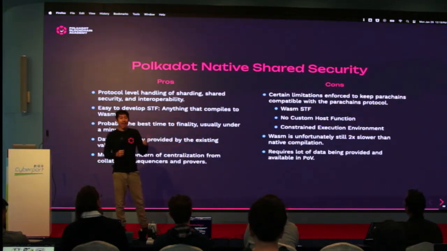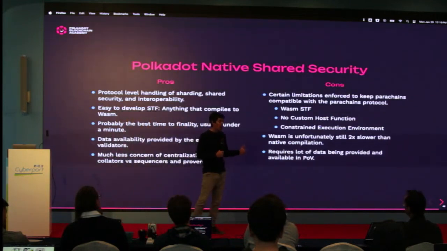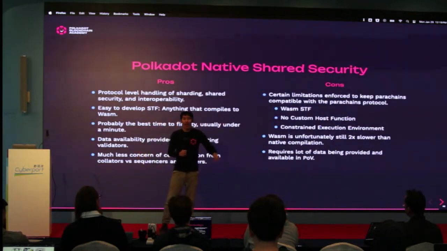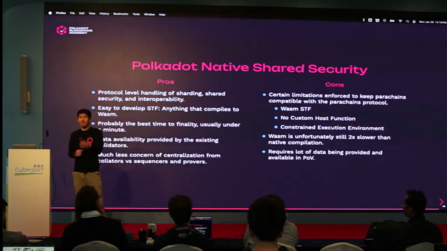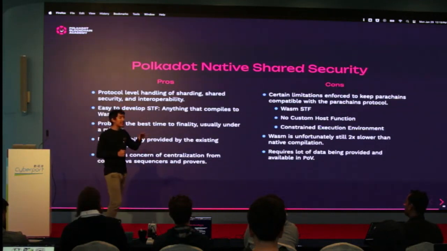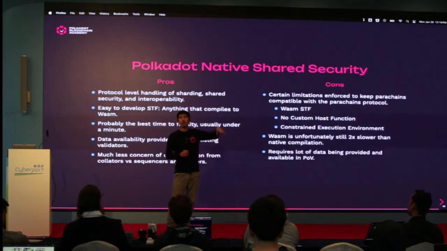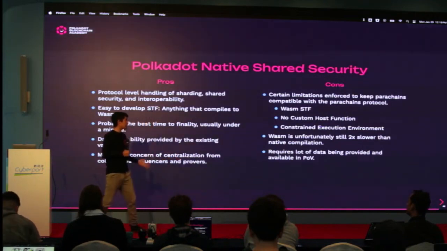There is no custom host function. Because every single parachain needs to execute on the relay chain, you can't add your own custom host function, because then Polkadot can't validate it. So for any kind of host function, like a special ZK executor or special API access or whatever you can imagine, you need to push that all the way to the Polkadot relay chain for your parachain to support it. So this is bad. This kind of sucks.